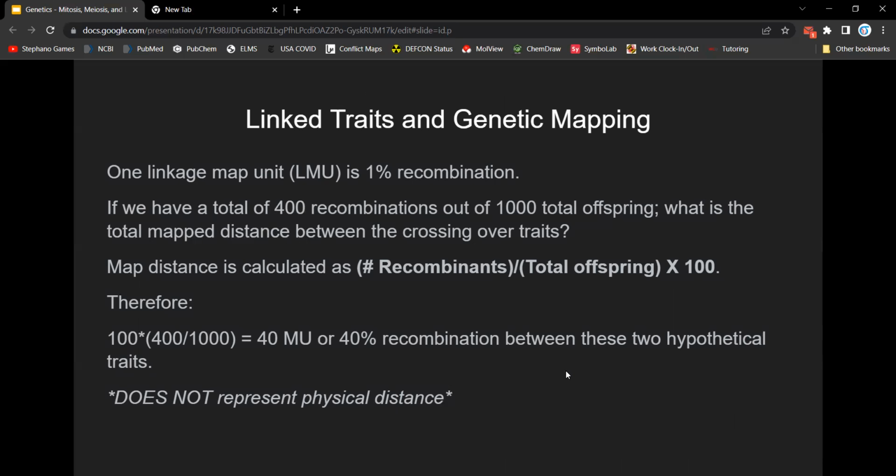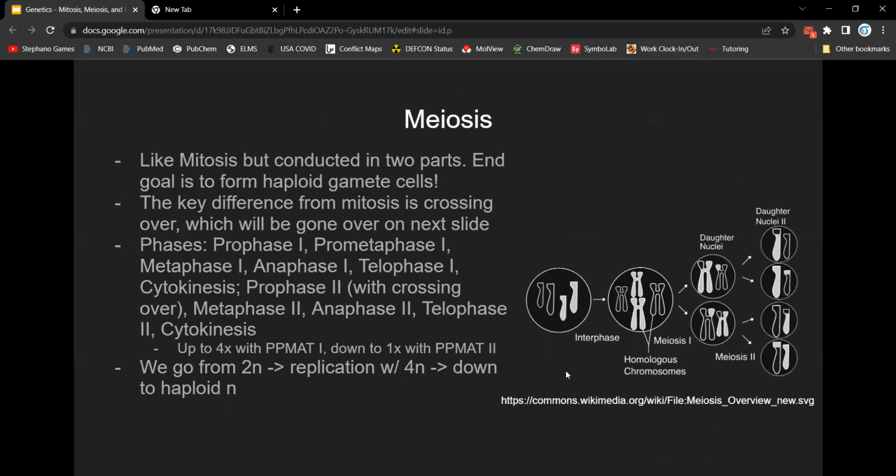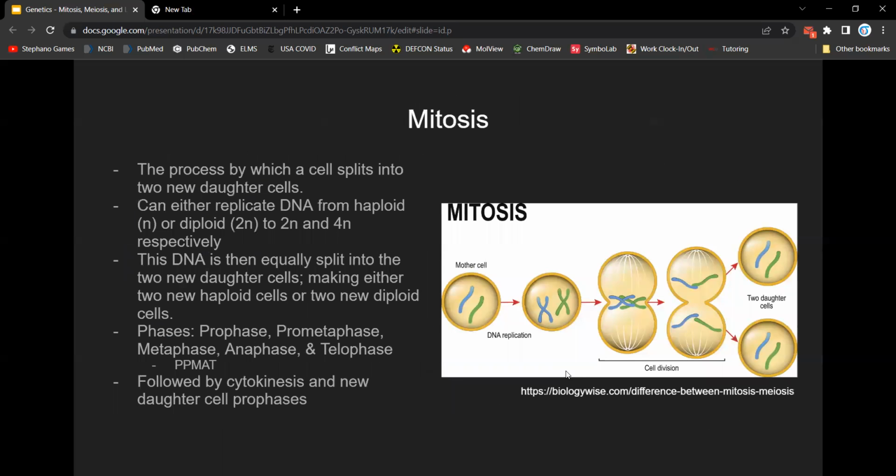We can use this to apply it to a whole bunch of other concepts that you'll see later on in the class. But in general, I hope this gives you a brief overview on how to use this formula, what this formula applies to, and then the larger concepts of DNA division.